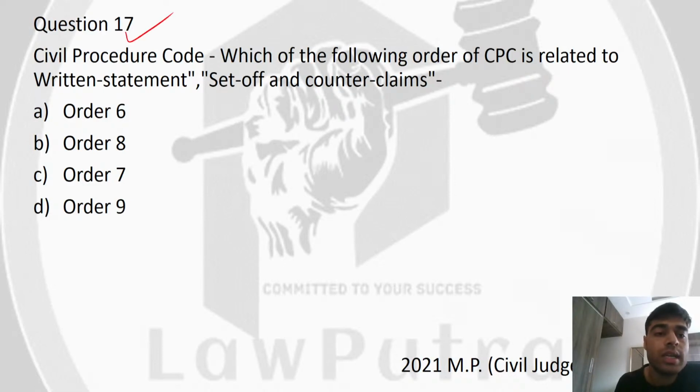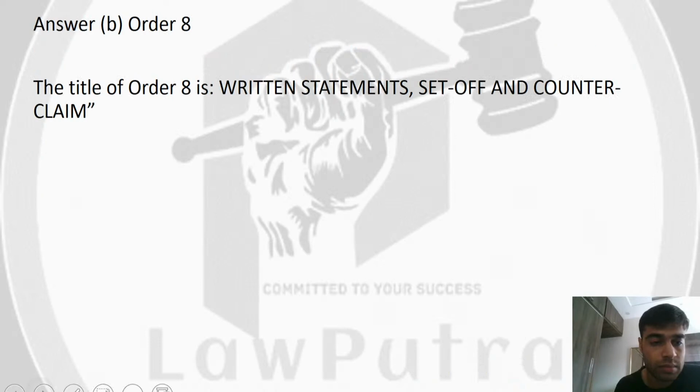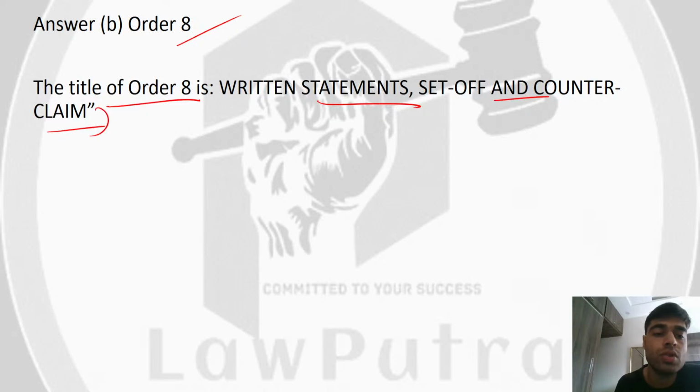Next question. Which of the following orders of CPC is related to written statement, set off, or counterclaims? So this is again simple. The answer is Order 8. The title of Order 8 itself says written statement, set off, counterclaim. So this question could be easily solved if you have just read the index part also, if you know what is written in the index.